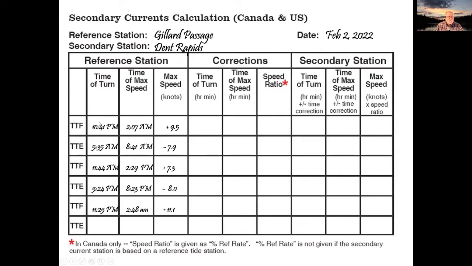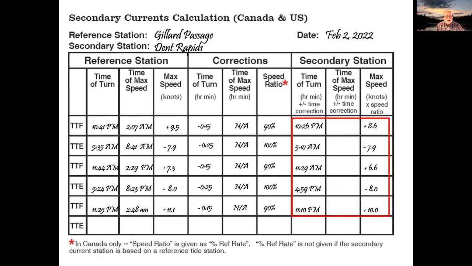So 10:41 p.m. of the day before is the turn to flood. Maximum flood at 2:07 a.m. and the speed 9.5 knots. Okay, we've got that laid out correctly. Now let's enter our corrections, and you will notice that Dent Rapids did not give us any corrections for the time of the maximum speed. But we do have the time of the turn, and we do have the speed ratio.